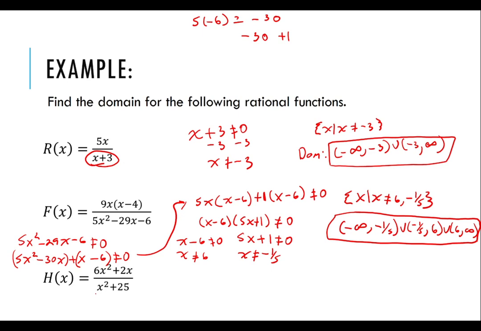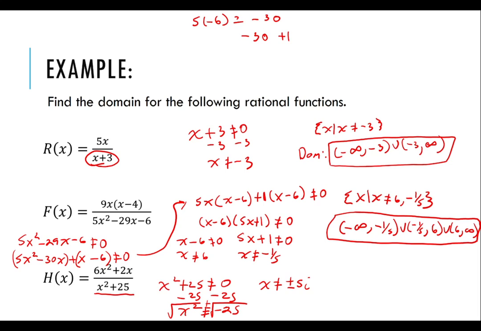Well then, for function h here, we've got x squared plus 25. Well, x squared plus 25 cannot equal 0. To solve that, use the square root property, so minus 25 on both sides. x squared cannot equal negative 25. Then use the square root, that's plus or minus, so x cannot equal plus or minus 5i.